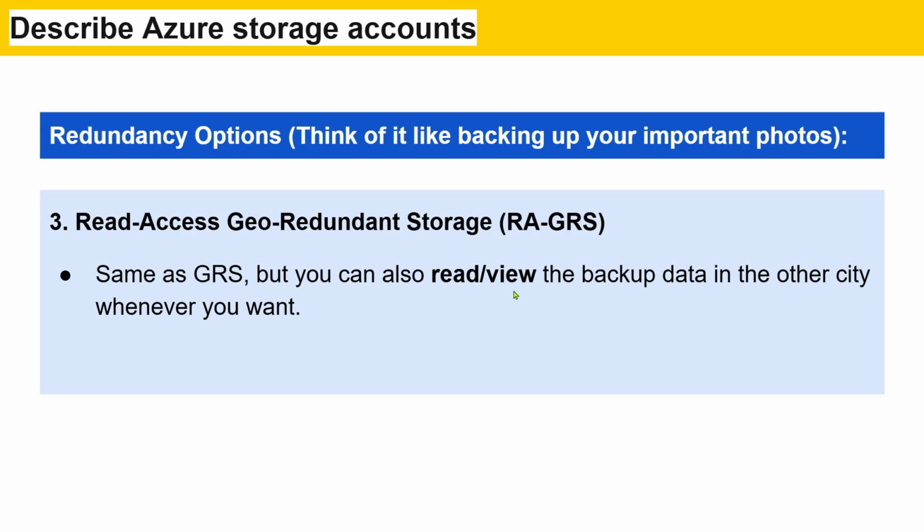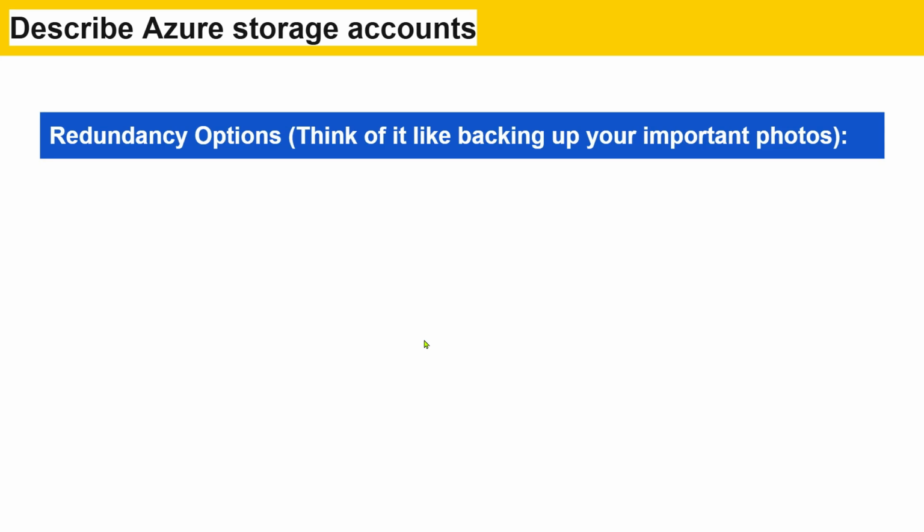You can also read and view the backup. There you have a backup. If required, that backup can be restored for you. Here you can read and view the backup data in the other city whenever you want. You getting it? This is the third option. Now what is the fourth option?